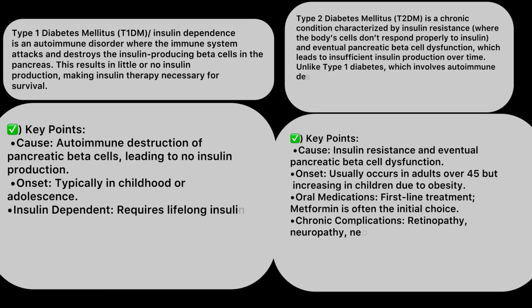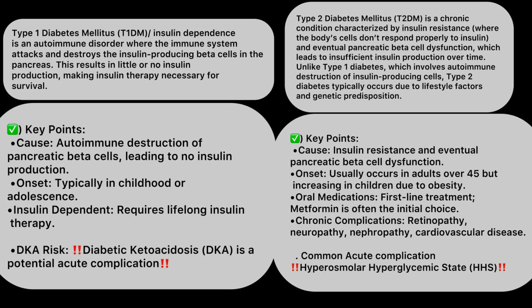In type 1 DM, there is autoimmune destruction of pancreatic beta cells and the patient requires insulin therapy for survival. Type 1 DM occurs typically in childhood or adolescence and requires lifelong insulin therapy. Diabetic ketoacidosis is a potential acute complication, and if it is not managed on time it can lead to death.